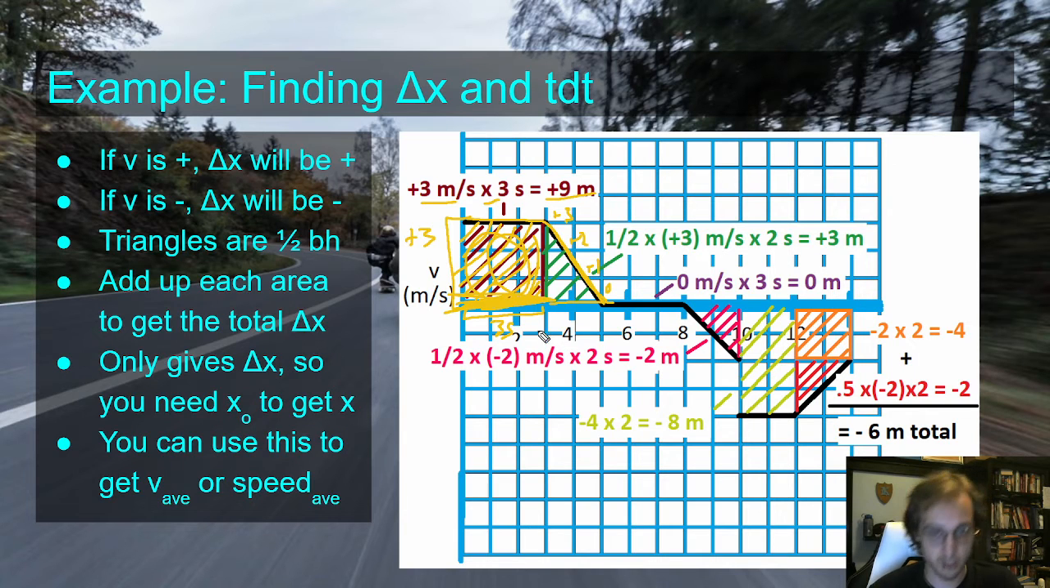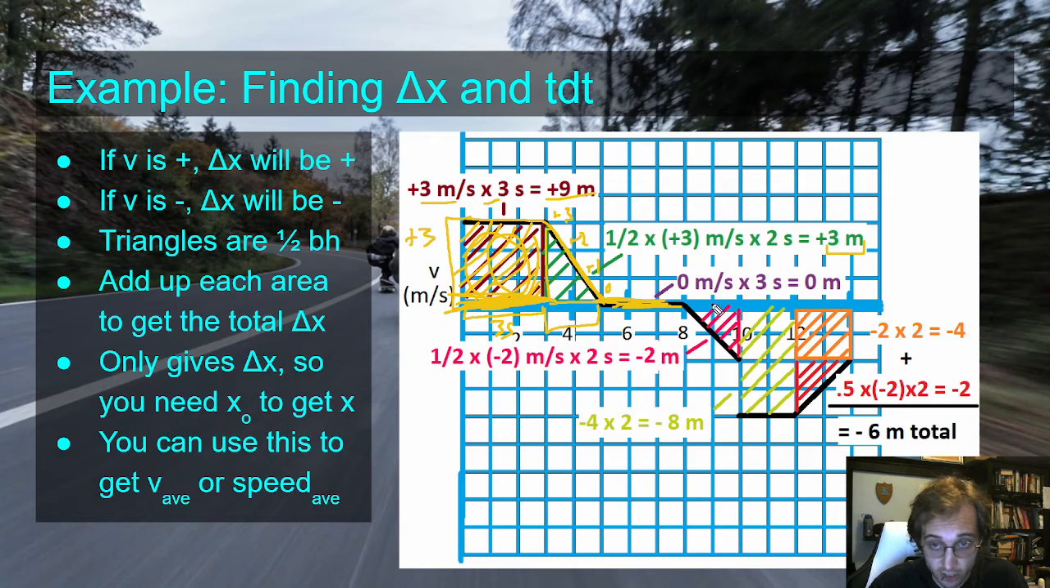Again, we find the area, so we take that 2 as our base, we take that 3 as our height, and we do the triangle formula, 1/2 base times height. The order of the multiplication doesn't matter, and that gives us plus 3. There's no area for this part because it's on the 0 line, so it doesn't move, so nothing.